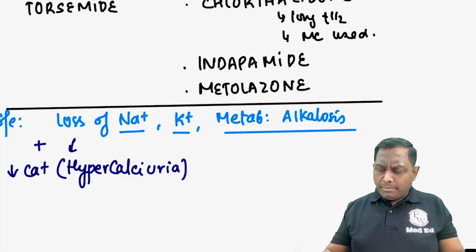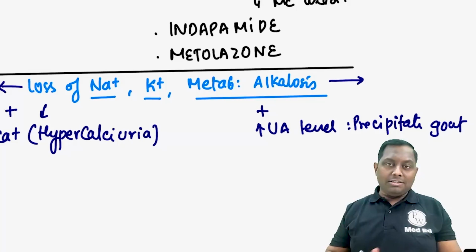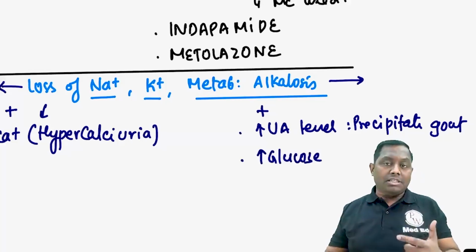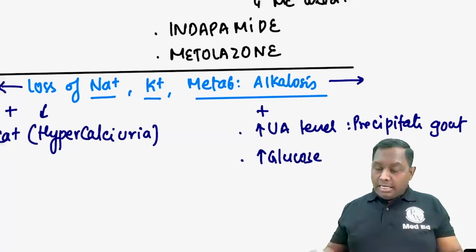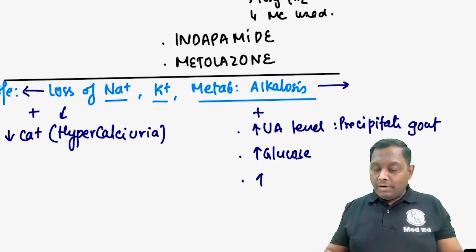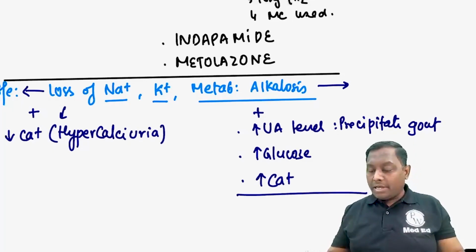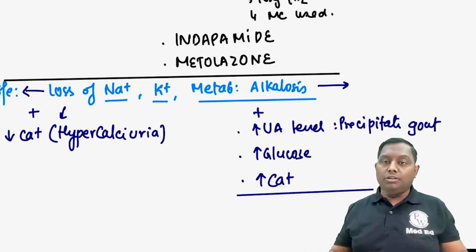Besides these, thiazides will also increase the level of uric acid. Therefore, they can precipitate gout. One of the very famous questions they ask is that thiazides should be avoided in a gout patient. They can also increase the level of glucose, though the risk is much lesser as compared to thiazide diuretics. So they can also cause hyperglycemia, and they will inhibit the loss of calcium, so the level of calcium will also be higher. So they can lead to hypercalcemia, hyperglycemia, and an increase in the uric acid level.